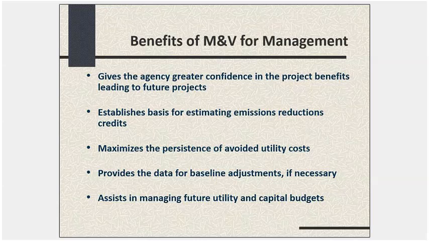And M&V may provide, if it's necessary, the data required for a baseline adjustment. There may be some trend log data that tells you something's going on that's going to require you to make a baseline adjustment of some kind. And it even can help you in managing future utility and capital budgets. You may identify new projects based on what's happening, and it may help you figure out, well, here's the savings that I might be able, based on the M&V plan that I'm running now, I may be able to estimate the savings from a future capital budget.